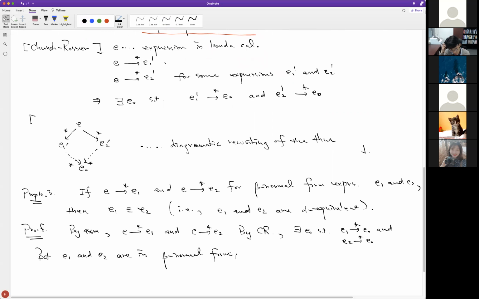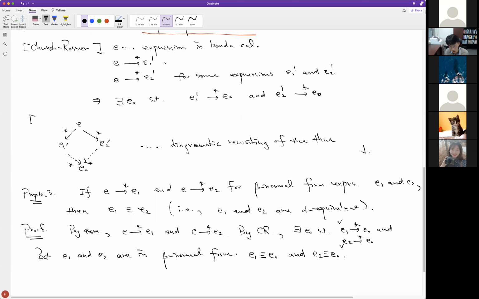So we cannot contract E1 and E2. So the only possibility when E1 gets reduced to E0 and E2 gets reduced to E0 is that E1 has to be alpha equivalent to E0, and E2 also has to be alpha equivalent to E0. That's because this relation, the arrow star, is alpha equivalence and the reflexive transitive closure of contraction.